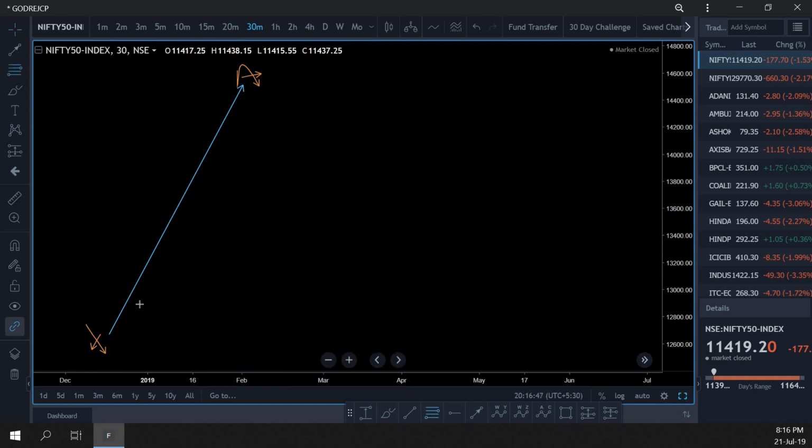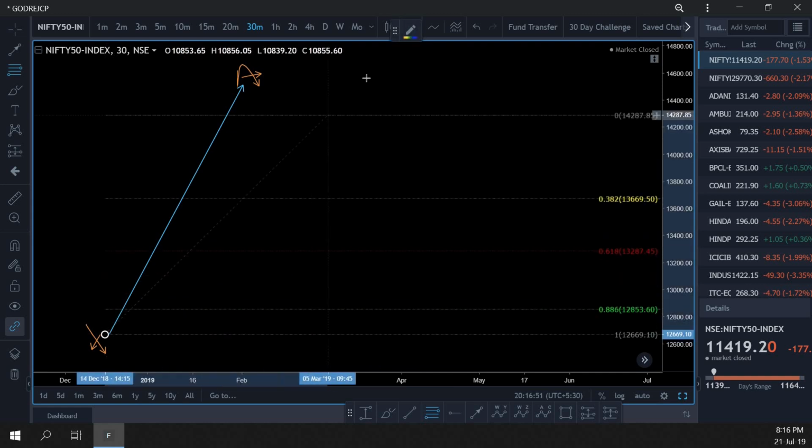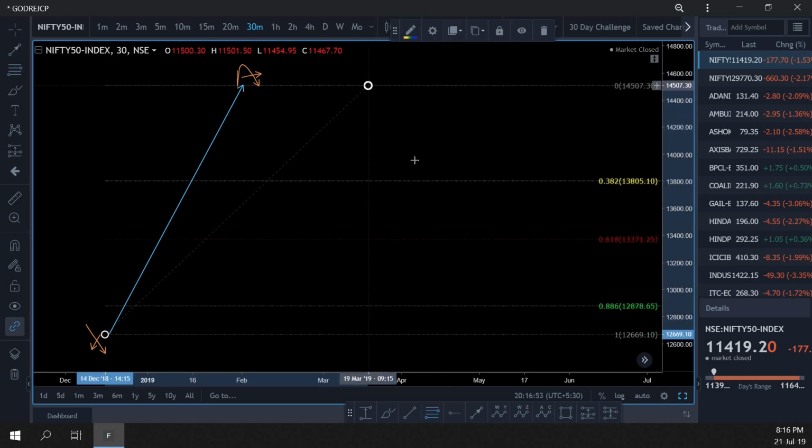Next job is to just fib it. So we apply the fib on that impulse, and once the fib application is done, these are the ratios which I use in a back pattern formation. So now the retracement for this leg, the retracement level which we follow in the market, that this wave going down has to touch this 382.